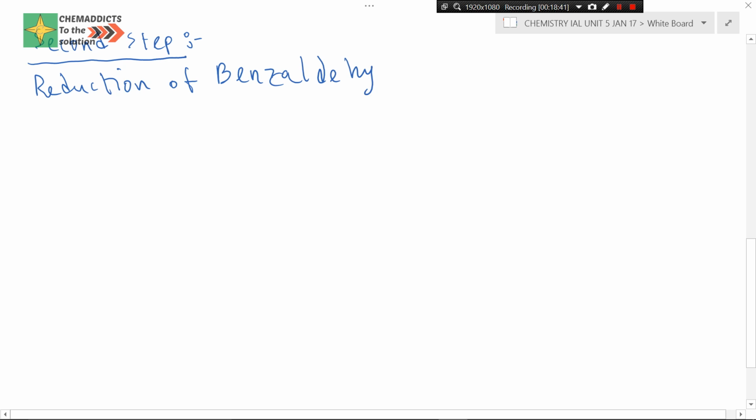Okay, so now let's talk about the second step for this reaction, the second stage. The second step would be reduction of benzaldehyde. Before, in the first step, we carried out oxidation of benzaldehyde. Now we're going to carry out reduction of benzaldehyde. Okay, reduction of benzaldehyde. Why?